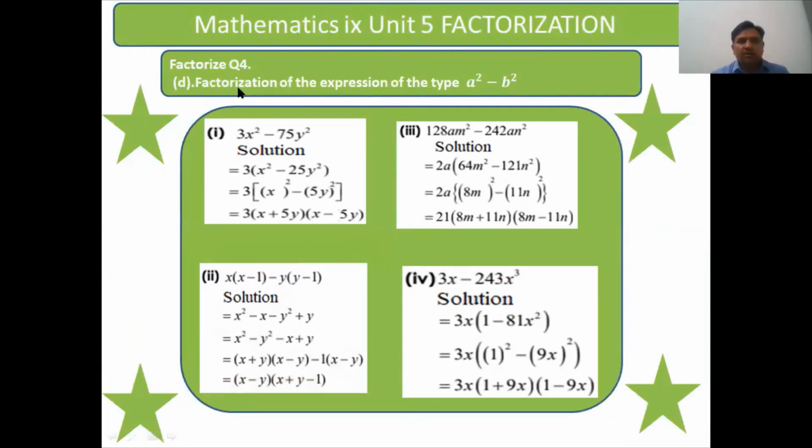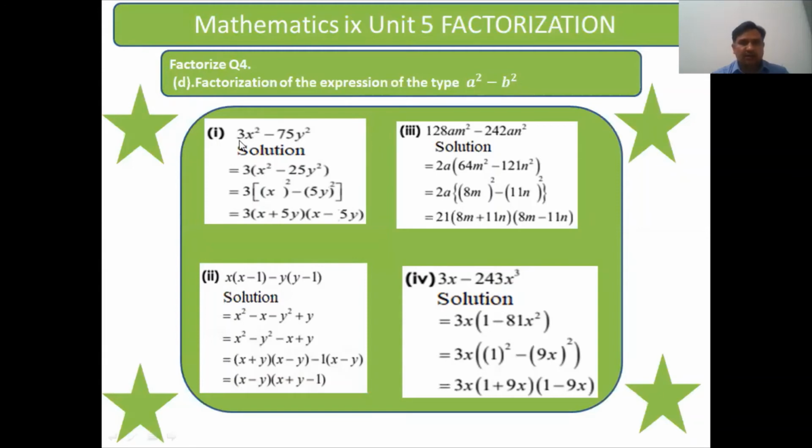Question number 4, G part. Factorization of the expression of the form a square minus b square. So this type of expression, we can write this as a plus b and a minus b.